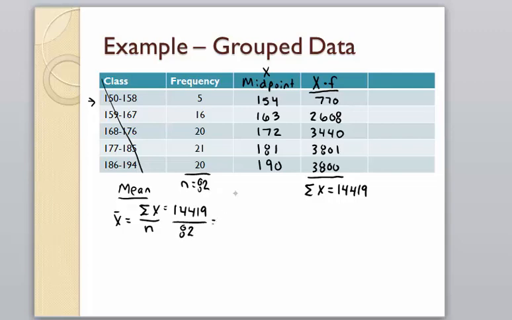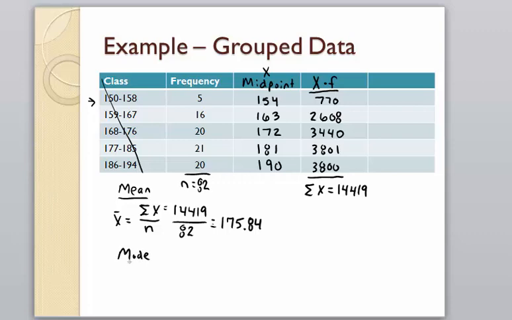And so for our mean, we'll be dividing 14,419 by 82 and rounding to two decimal places. So we're looking at 175.84 for our mean. We do not do a median for a grouped frequency distribution. And so we skip to the mode.